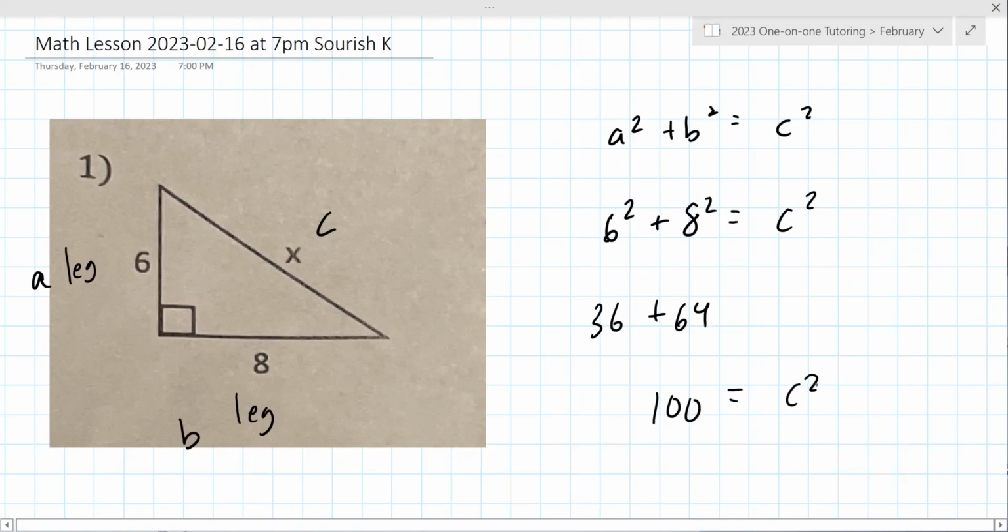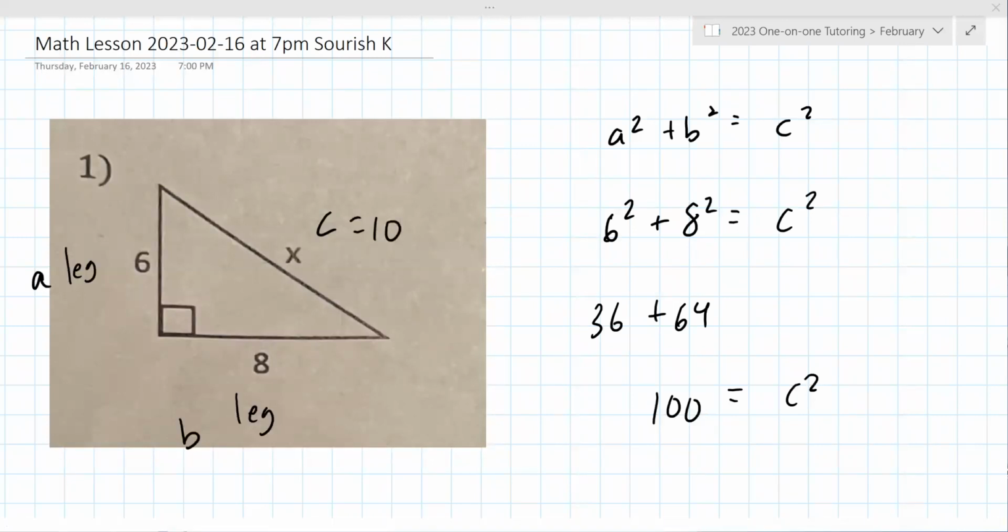What is the square root of 100? 10. It is 10. Good. That's not so bad. Yep. All right, we're going to come back to 2. We're going to do 3 next.